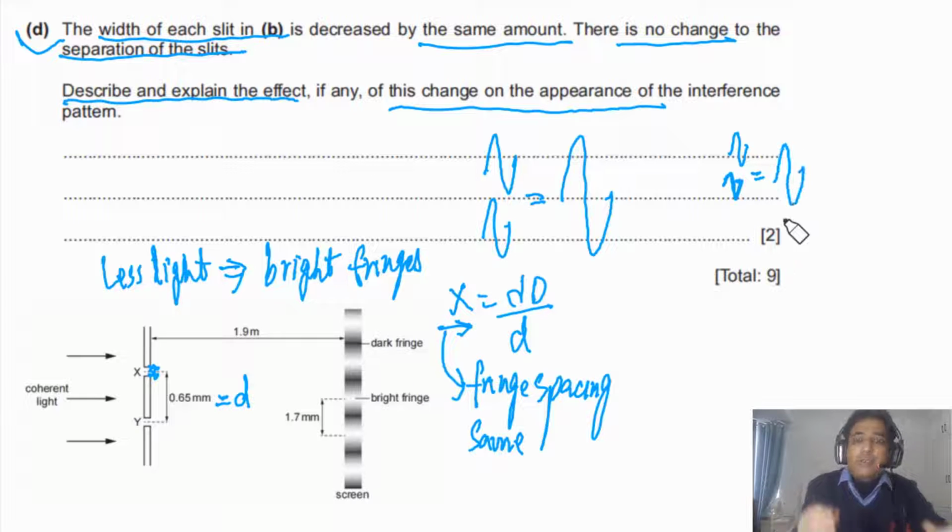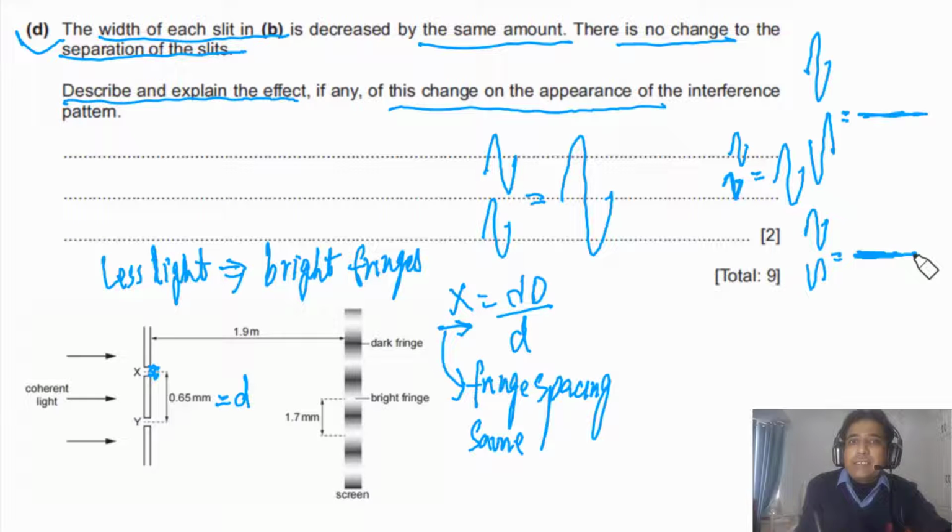Now the amplitude is small, meaning less light is reaching the screen, so bright fringes will be dimmer, but dark fringes are still the same. Before we have this, so what is the resultant of these two? No light. Now we have this case, what is the resultant? No light. So no change to dark fringes, but the brightness of bright fringes will decrease because less light is coming out of these slits now. I hope this makes sense to you.